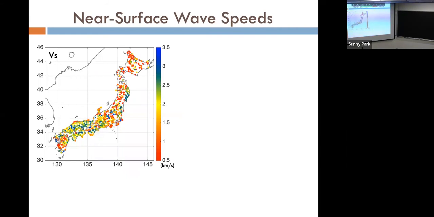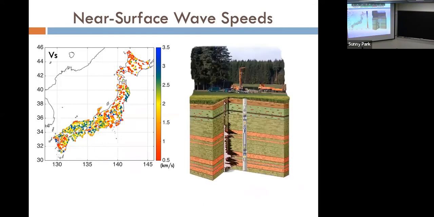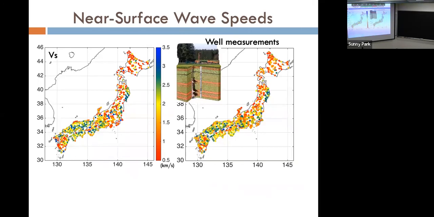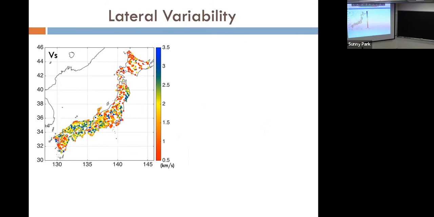So that's the VS map of Japan. Red is slow velocities and blue are faster velocities. As I mentioned, they have a benchmark for this, where they actually drilled a hole at each site. And I can do a one-to-one comparison, and it looks something like this. They're in the same color scale and everything. So yeah, I was quite happy about this. And there are lots of interesting features that we can look at here too.